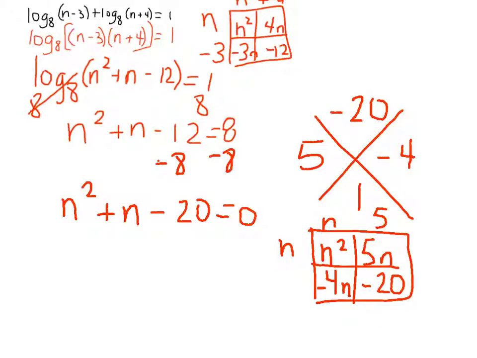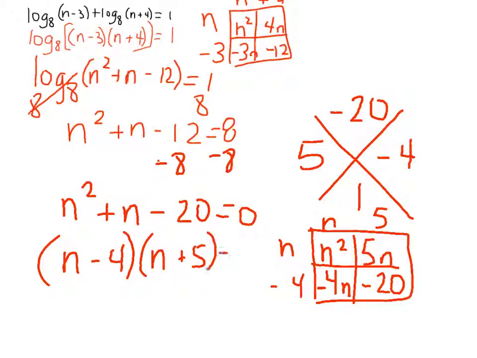And if I factor here, I'm going to get n minus 4 times n plus 5 equals 0. When I solve that, I get n equals 4 and n equals negative 5 as my two solutions. And then again, I just need to go up and make sure that neither one of these causes a problem with the domain.